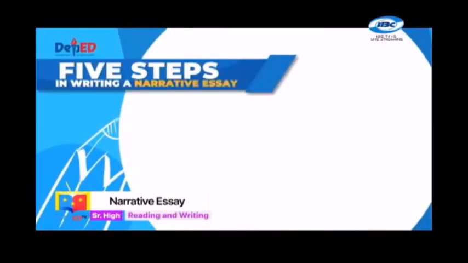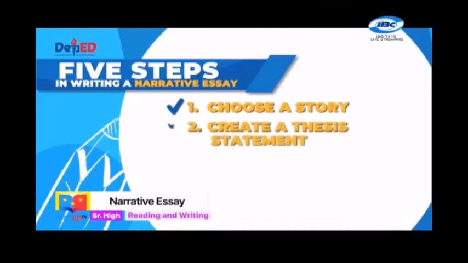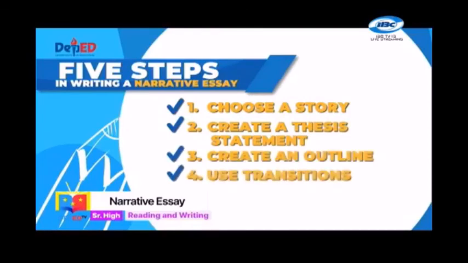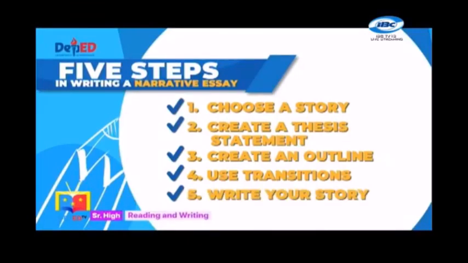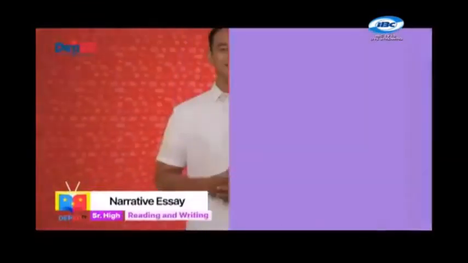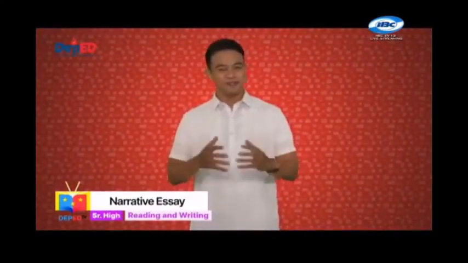Today, we have learned the 5 steps in writing a narrative essay. We learned to choose a story, create a thesis statement, create an outline, use transitions, and then use all of those tools to ultimately write our story. I hope you learned something useful today.